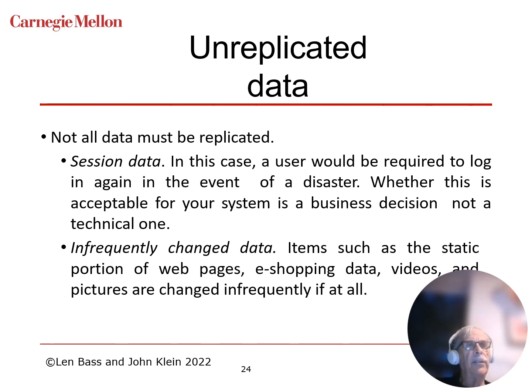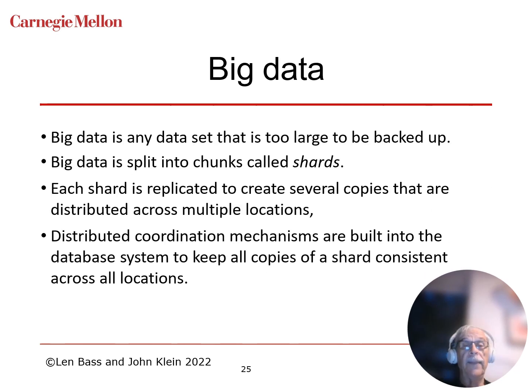And then there is a lot of static data. There are videos, there are web pages where portions of the web page may not change, and so on. And so those you don't need to worry about quite as much. You need to have a copy at the secondary data center, but you don't need to worry about replicating it particularly. And then there's a concept of big data. So big data is data that's too big to back up, either on a tape or on a disk.